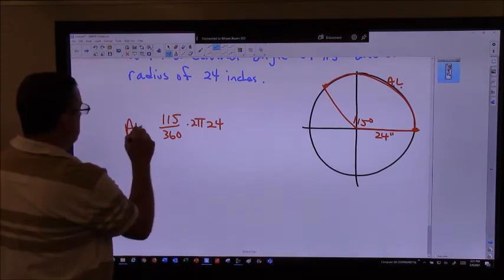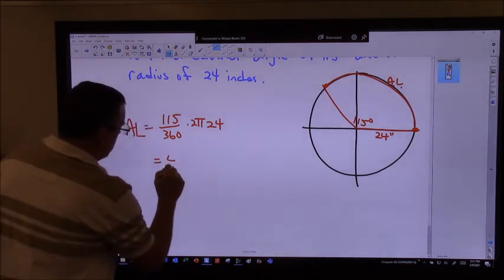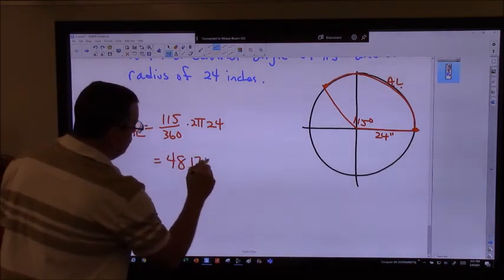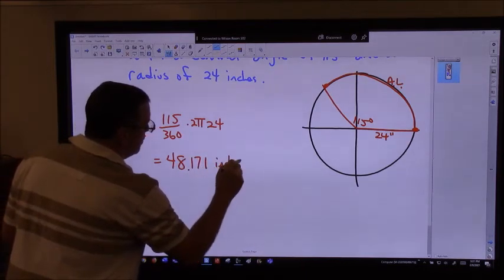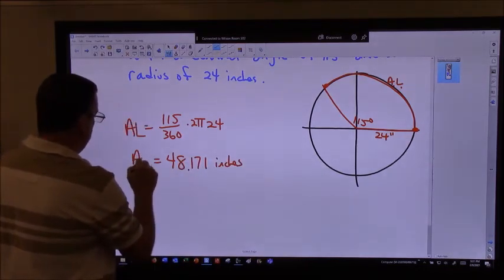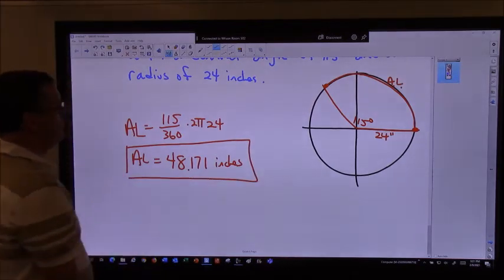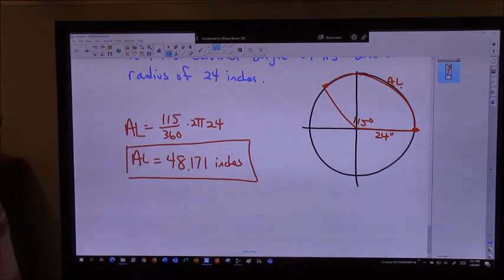So this is arc length equals, and I got 48.171 inches. So these are not meant to be long problems, okay?